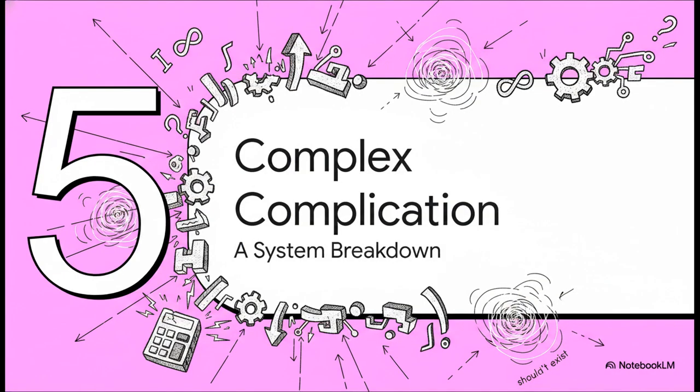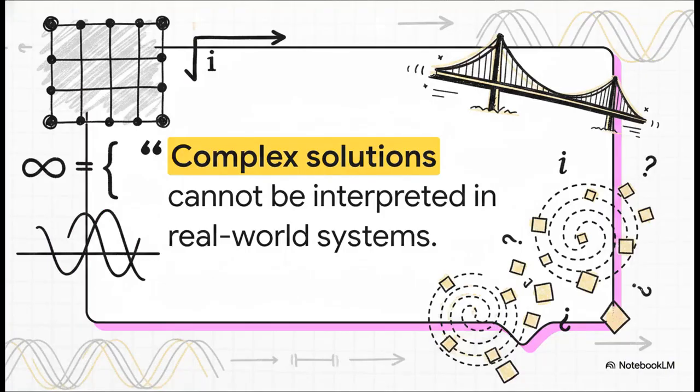Section 5. The complex complication, a system breakdown. But what happens when things don't go perfectly? Let's introduce a little plot twist here. What happens when our mathematical machine spits out something that theoretically shouldn't even exist in our physical reality? Consider this stark truth for a moment. Complex solutions cannot be directly interpreted in real-world physical systems. That is our primary conflict right there.